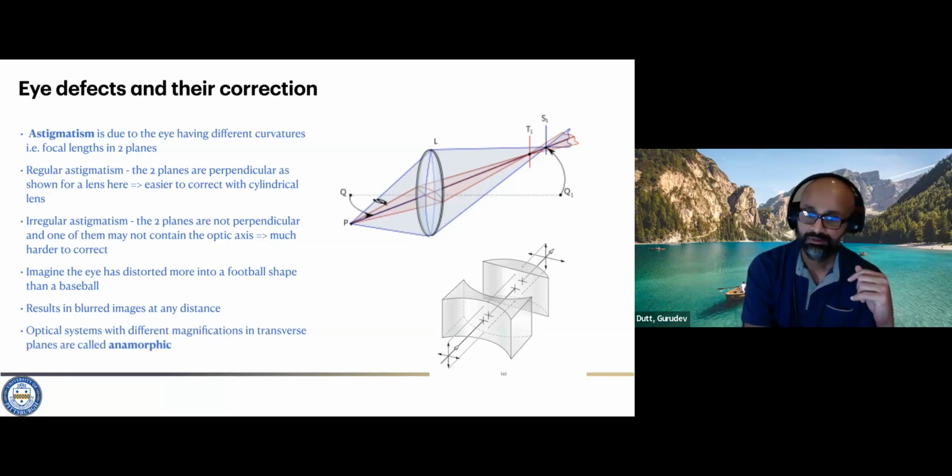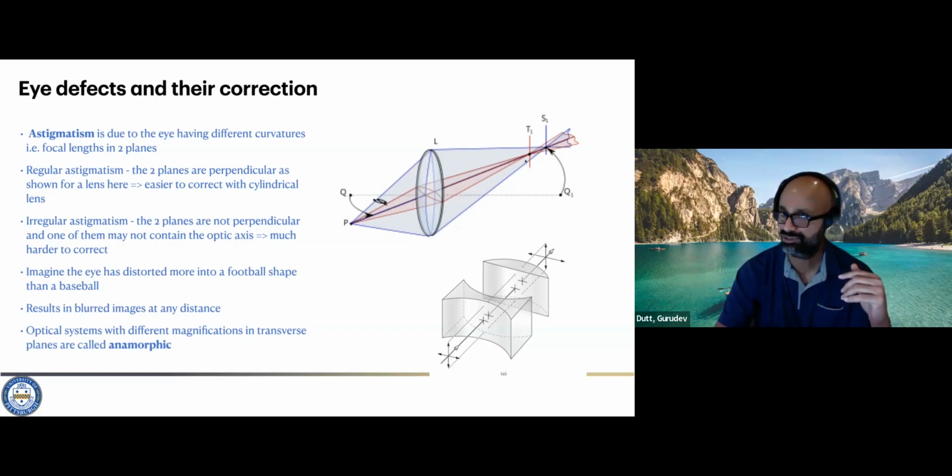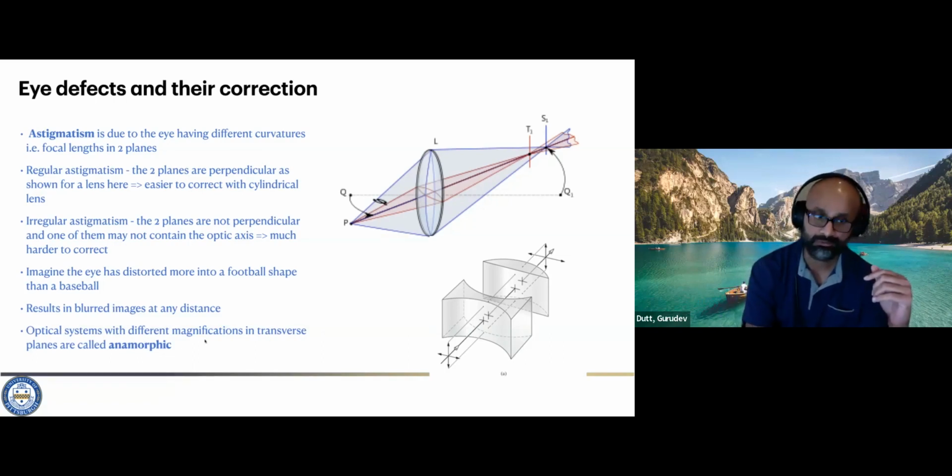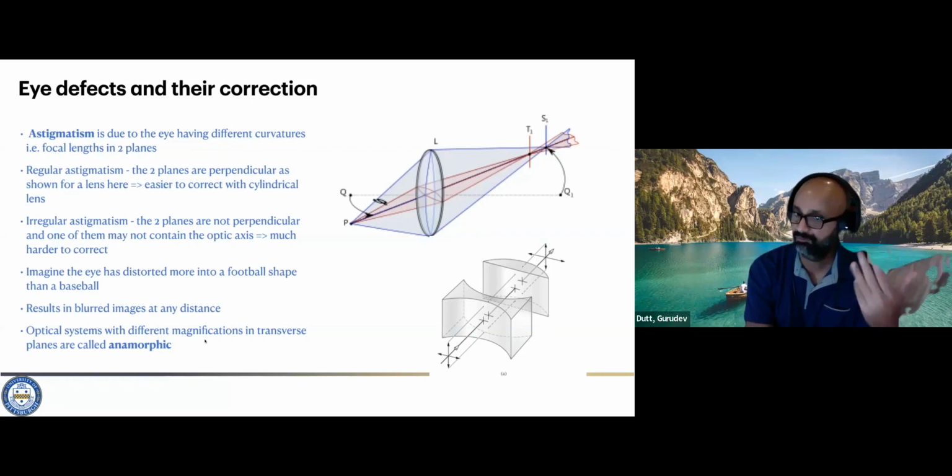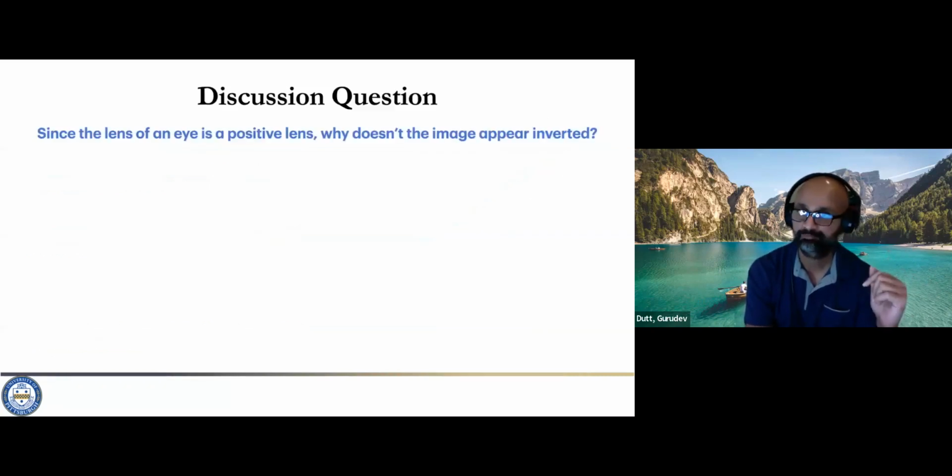One more word, which you may hear sometimes: if you have an optical system with different magnifications, which will obviously be the case because the object and image distances are different in the two planes, then you have different magnifications in the different transverse planes, and that's called an anamorphic optical system. So a cylindrical lens will be anamorphic, basically.